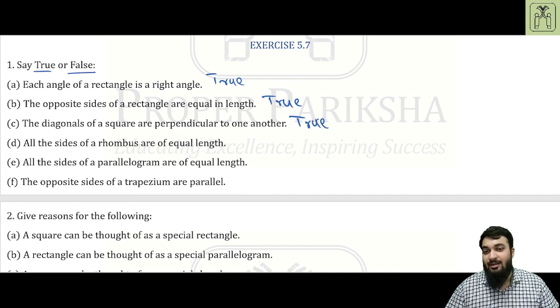However, in a square, the diagonals are also equal, but in a rhombus, the diagonals are not equal. However, in both cases, they bisect each other and they bisect each other at 90 degrees. Okay. Part D, all sides of a rhombus are of equal length. That is also true. Okay, so far so good.